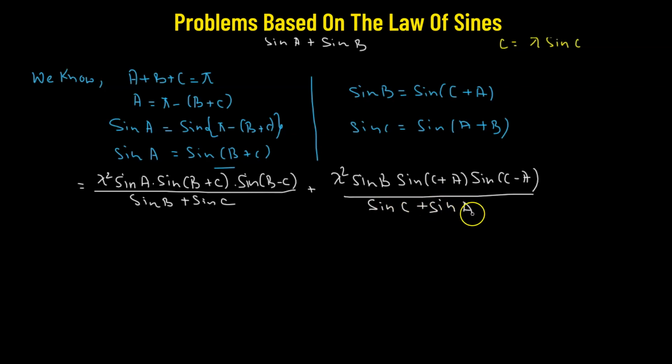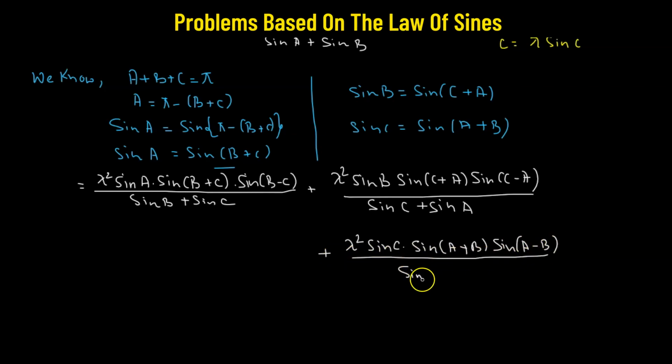Now we can also write the third term. Our third term will become lambda squared times sine C. Then the next sine C will be replaced with sine A plus B, and we have sine A minus B multiplied to it. And in the denominator, we're going to have sine A plus sine B.